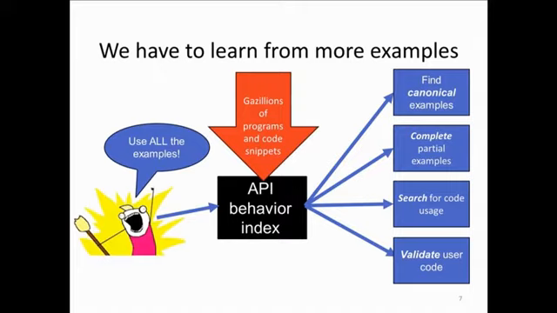So I'd like to use all the examples I can find. I'd like to use every piece of code on the internet that uses JDBC, throw it into some little magic black box, and use that to find a canonical example, which is an example I know to be correct, to complete the partial examples that have missing parts. I'd like to search what I got to say, I want to use update. What do I have to do to use update? And I'd like to take the code that I wrote and get it validated.